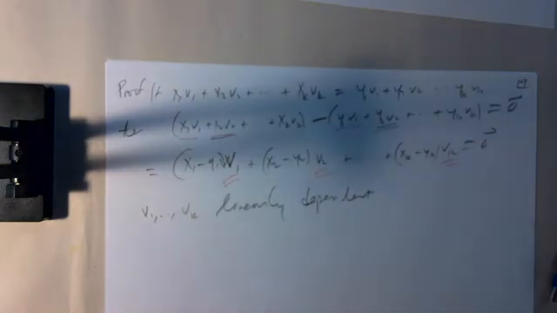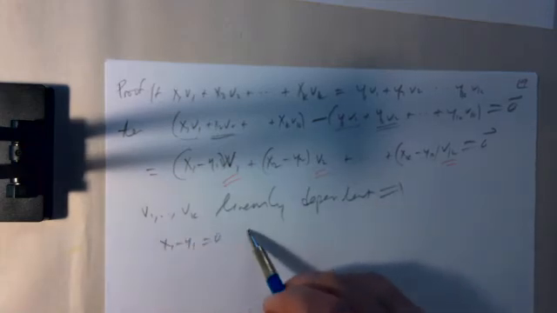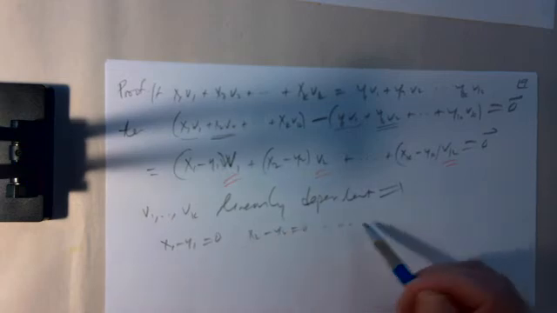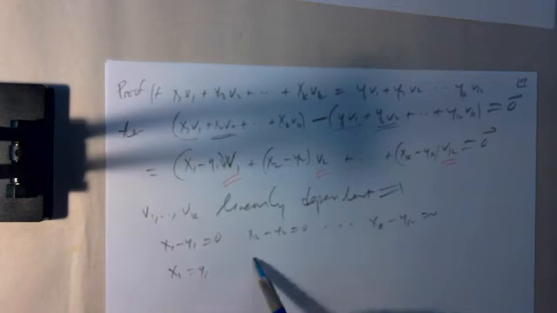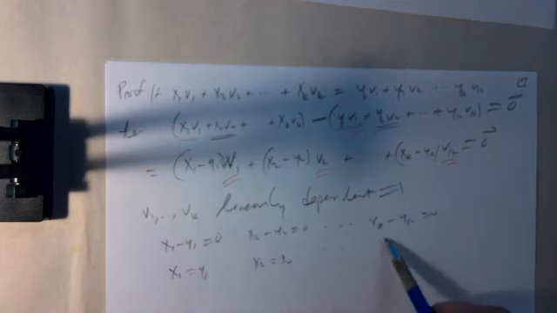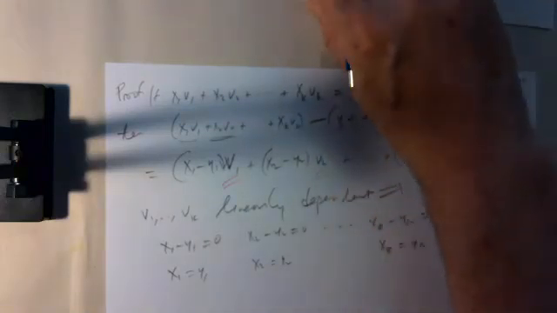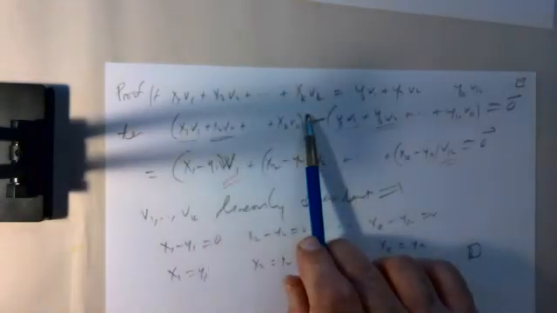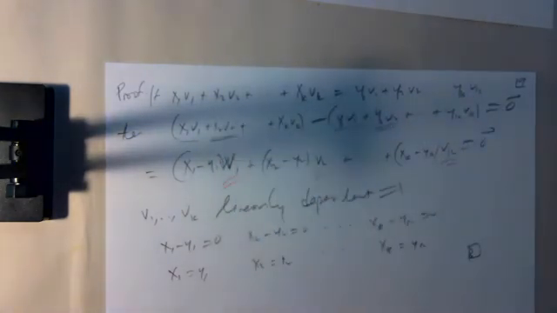That means x1 minus y1 equals 0, x2 minus y2 equals 0, up to xk minus yk equals 0, or in other words, x1 equals y1, x2 equals y2, xk equals yk. So if one linear combination of the vectors v1 up to vk equals another linear combination, it's exactly the same linear combination. The coefficients have to be the same. So that's a basic fact.